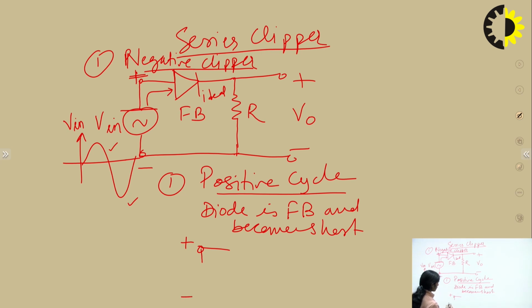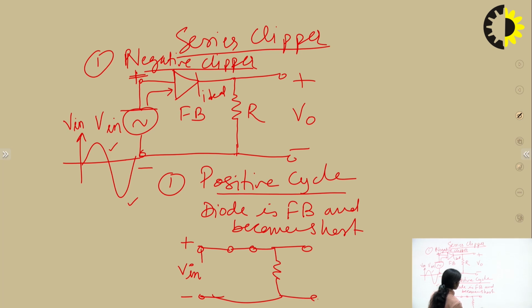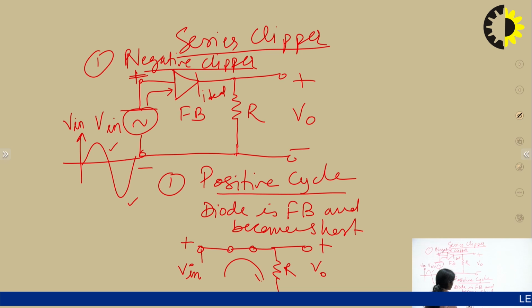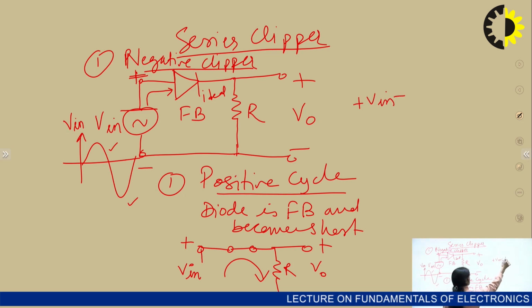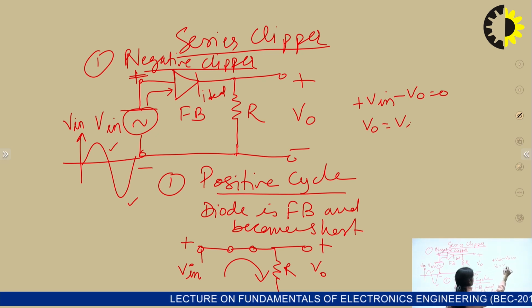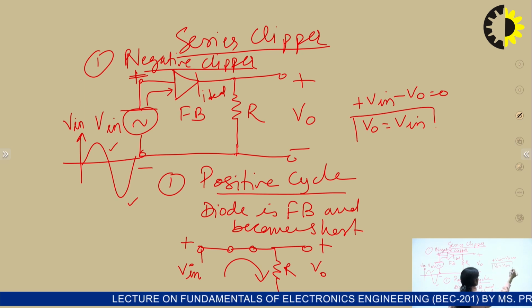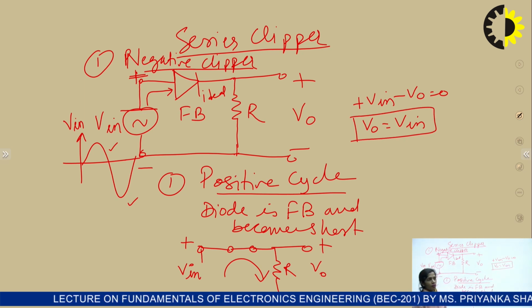This is positive, negative. We have V in appearing here, the diode is working as a short path, and we have a resistance here. We have to take the output waveform across the resistor. What is the output coming here? We can calculate it from the KVL equation. If we apply KVL here, we will have V in minus V out equals 0. So we get V out equals V in. That means the output is equal to the positive half cycle.